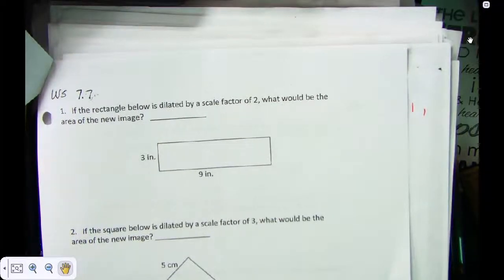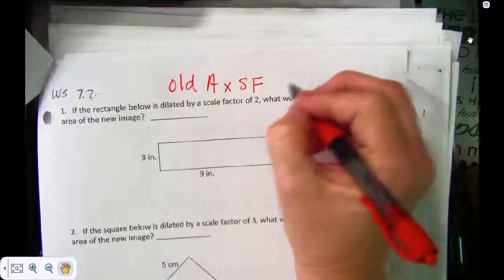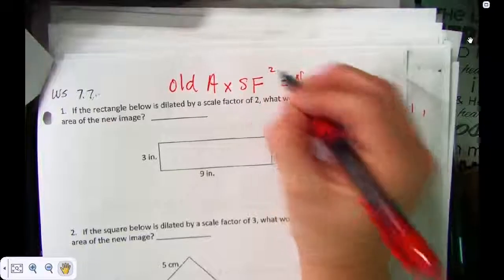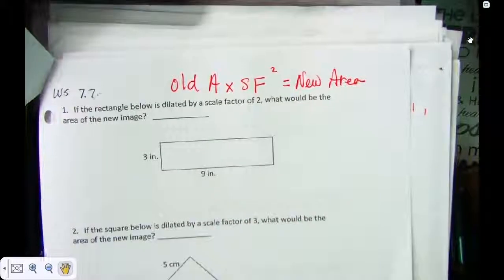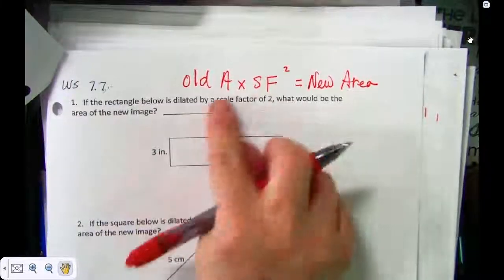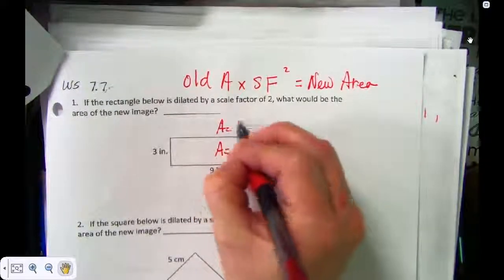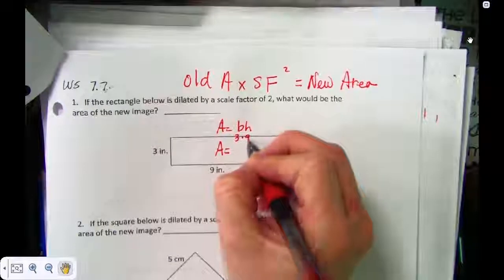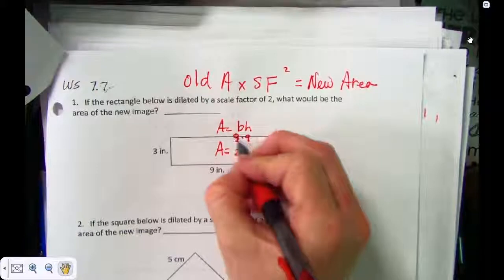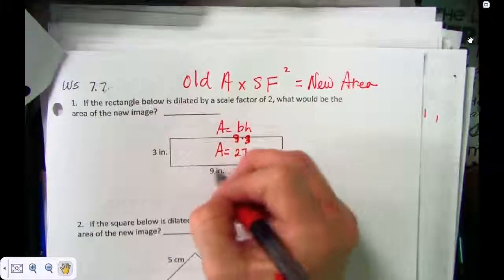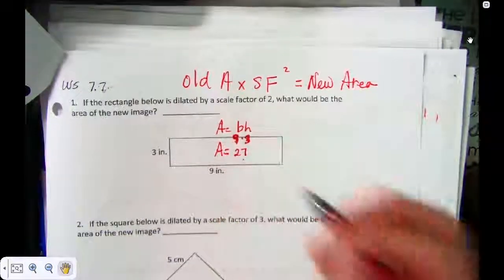Okay. Now we're doing area. So old area times scale factor what? Squared. Gives you the new area. This page is about area. Okay. Let's do it using the trick. What's the area of this rectangle? 27. Good. 3 times 9, or 9 times 3, 27. Really, it should be 9 times 3. Base is 9. Height is 3. Unless we turned it around. Okay, so 9 times 3 is 27.